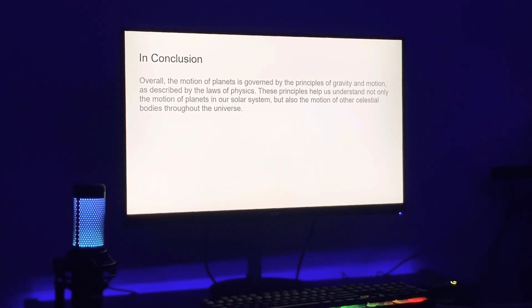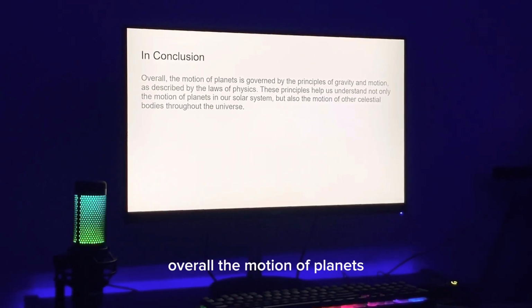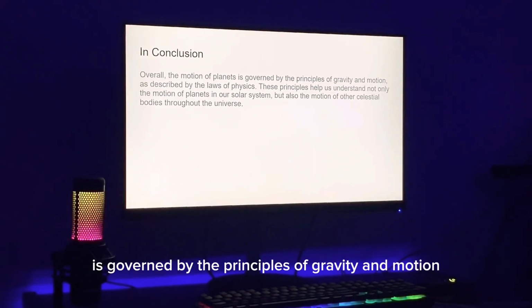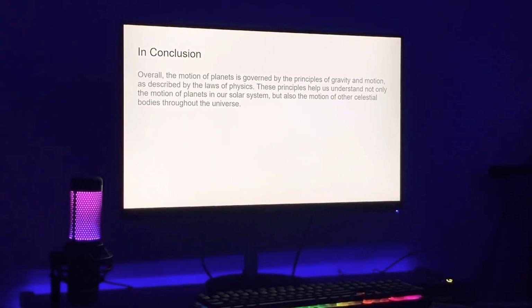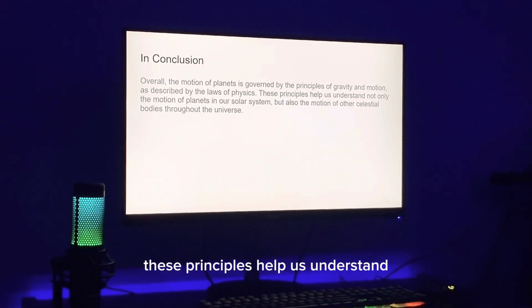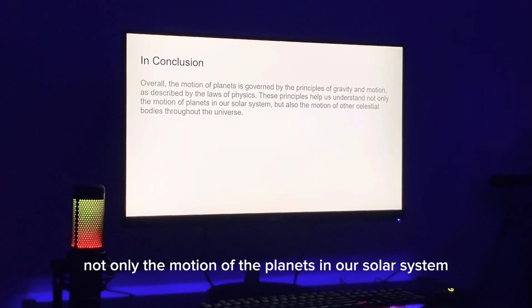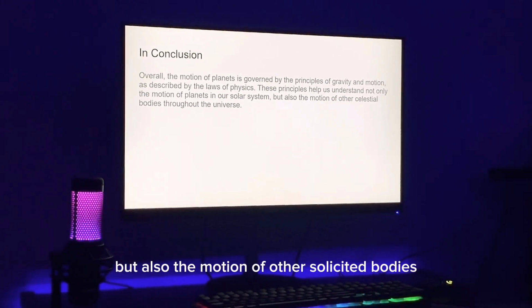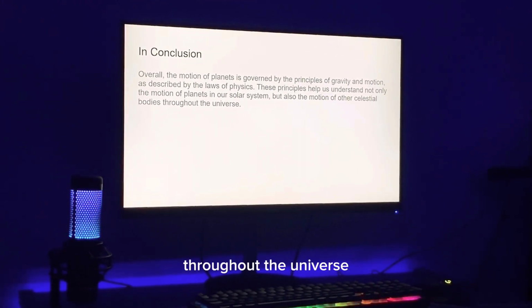In conclusion, overall, the motion of planets is governed by the principles of gravity and motion, as described by the laws of physics. These principles help us understand not only the motion of the planets in our solar system, but also the motion of other celestial bodies throughout the universe.